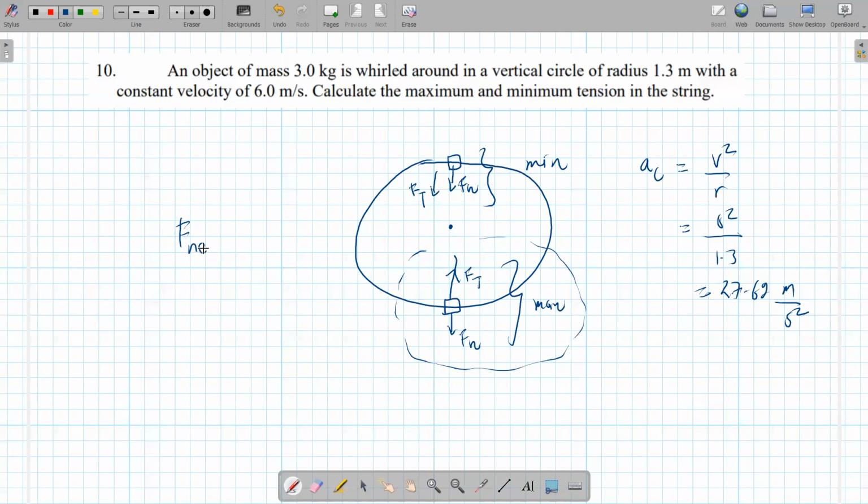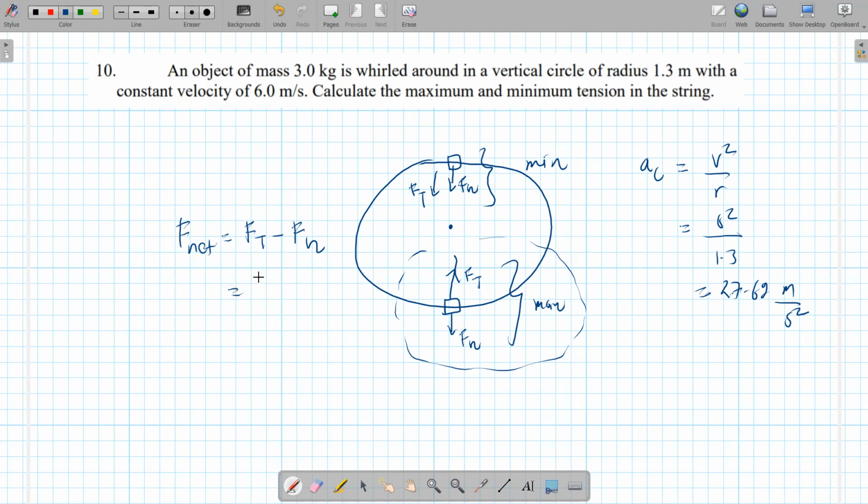From the free body diagram, what is the net force in terms of the vectors? For the one at the maximum, isn't it just FG minus FT? I guess you could say FT is going up, so it's FT minus FG, like that. Right, because north is farther than south. Yeah, exactly.